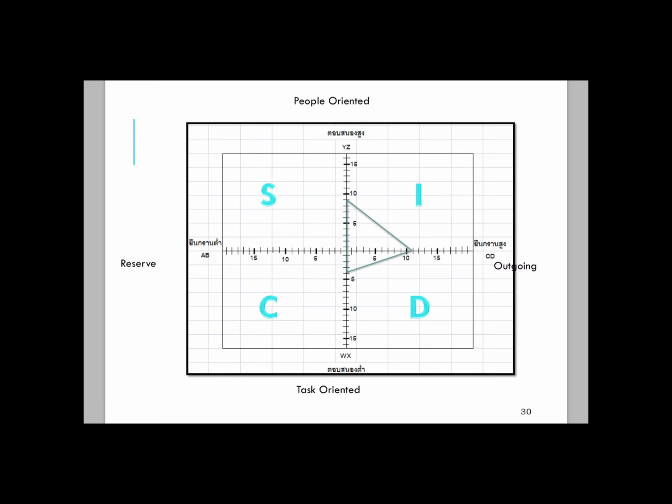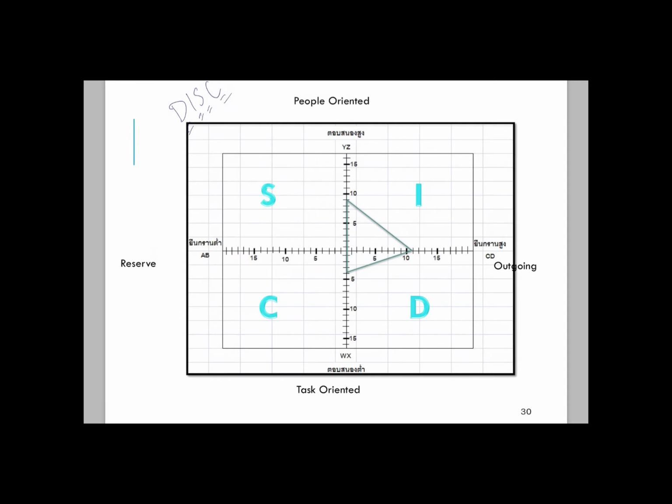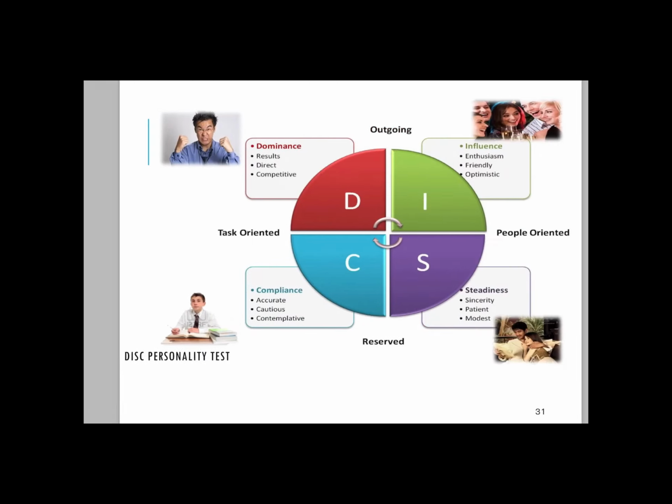So this personality can be measured. We are familiar with this, right? Dominant, influence, steadiness, and compliance. For instance, in this graph, the person has a personality of I and D, influence and dominant, rather than steadiness and compliance, so they have only influence and dominant, I and D.